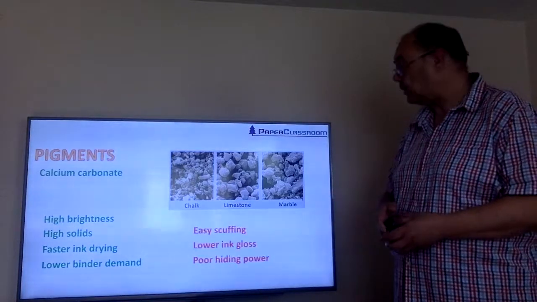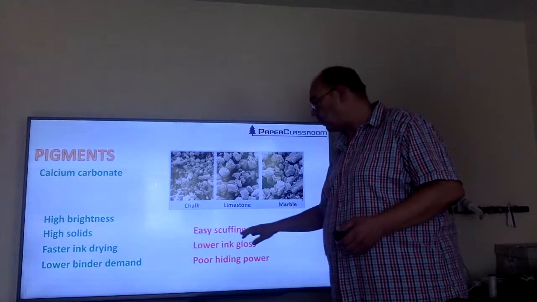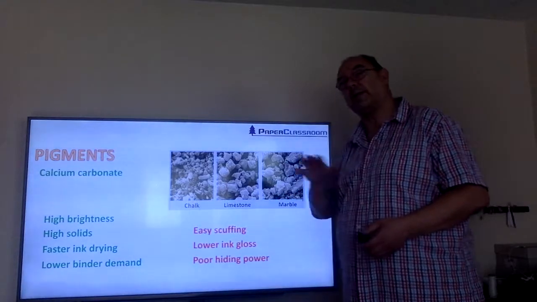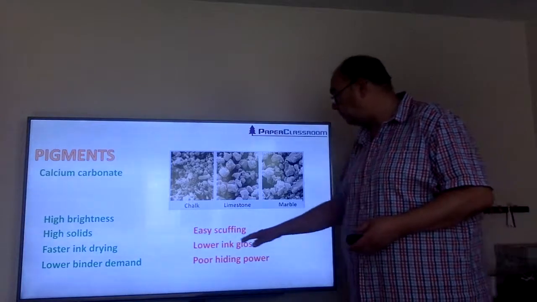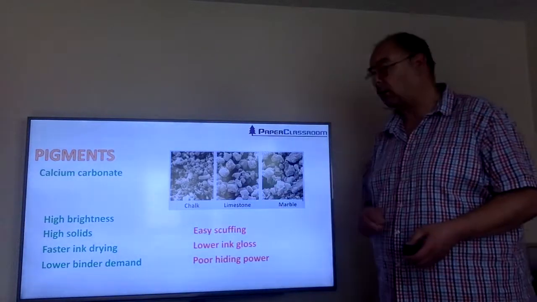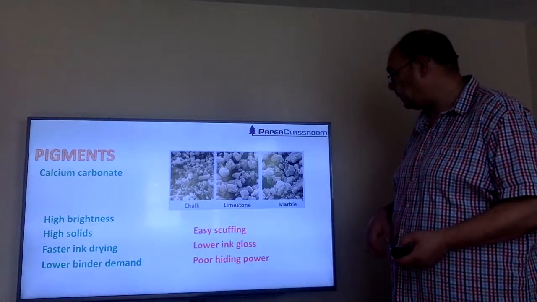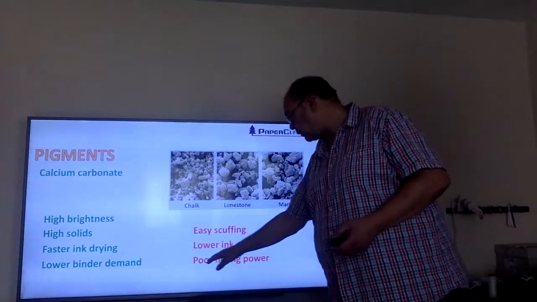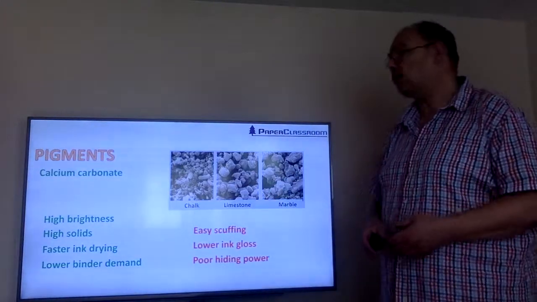There are some negative things as well. It's a very soft pigment, so coatings with calcium carbonate scuff very easily. They reduce the gloss because of the way that the ink interacts, so you don't get very glossy ink surfaces. And it's also fairly poor hiding power, so you need quite a high concentration to hide what's below.